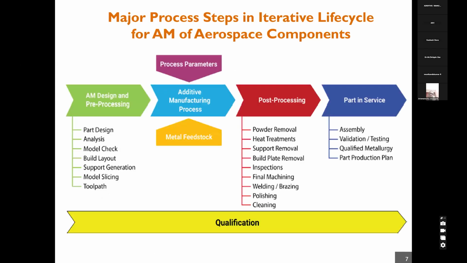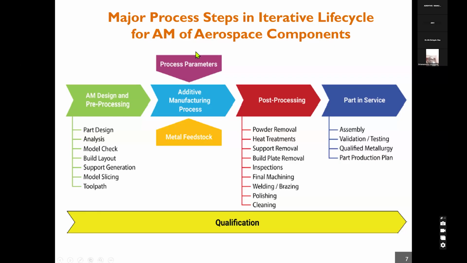So coming to the major process steps in the iterative cycle for additive manufacturing of aerospace components, you can see here, it starts with design and pre-processing, wherein we are looking at part design. We can analyze the component that is to be made through additive manufacturing. And also we need to generate some supports in case of powder bed fusion process. And since we are using a 3D model as the input data, we need to slice the model, or in case of directed energy deposition process, we need to generate the tool path for depositing that component layer upon layer.